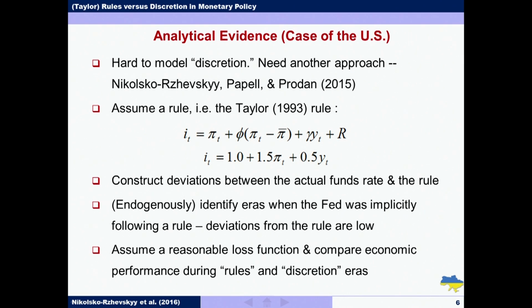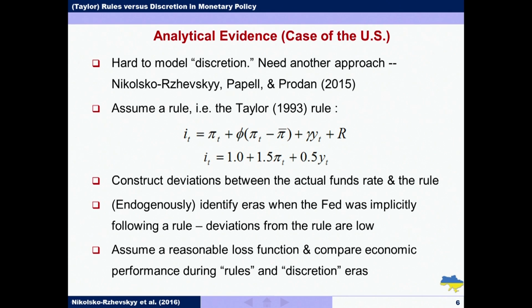So what you can do is simply construct the distance between the two series, the actual federal funds rate and the federal funds rate suggested by the Taylor rule. During some times, the distance is very small. So you can think that whatever the Fed is doing, it corresponds well to what the rule would have suggested. At other times, the distance is very large. When the distance is small, we call that the rules period or the rules errors. When the distance is very large, we say that at that time, the Fed is exercising discretion.